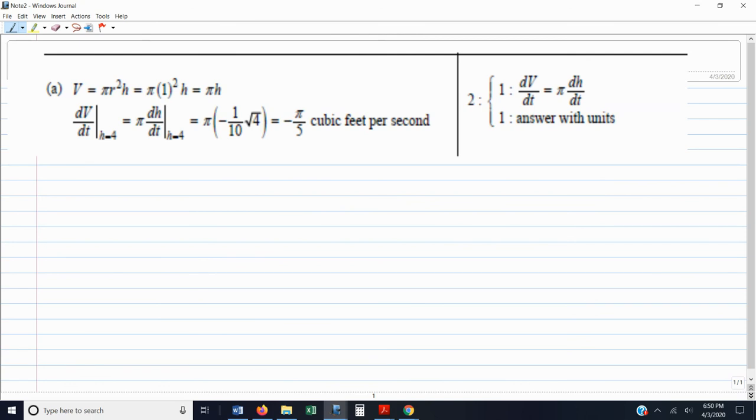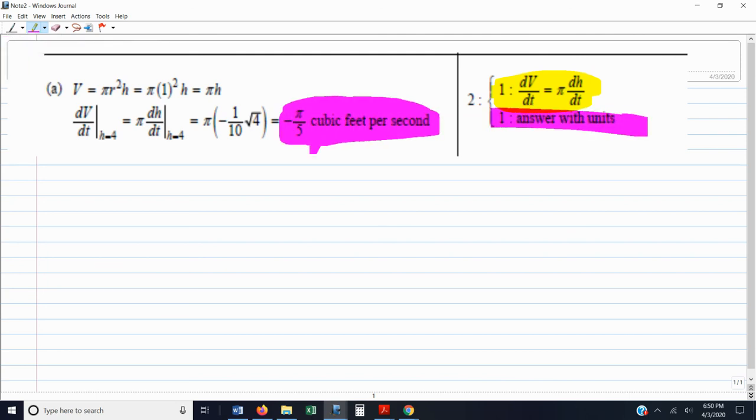Looking at the rubric, they give you a point if you were able to take the derivative correctly, and they gave you a point for getting the answer with the units. So you only get that second point if you had the units correct with the answer. And that's it for part A.